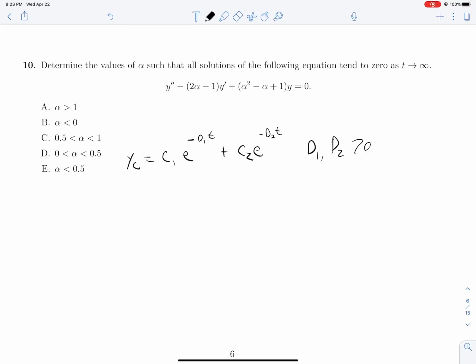You can plug in infinity into these t's, and you'll get 0 as your output. So let's solve our characteristic equation. That's just going to be negative b, so 2 alpha minus 1, over 2, because we have to divide by 2a. And then it doesn't actually matter what the rest of our equation is, because this is going to be the real part of our solution no matter what.